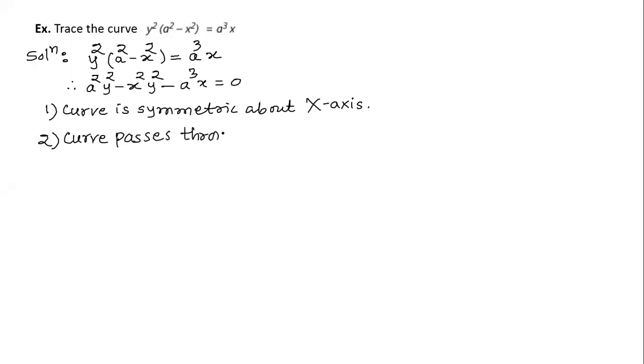In every term, there is either x or y. Property number 6: if the curve passes through the origin, then the tangents at the origin are given by equating to 0 the smallest degree terms in the equation. In the first term the degree is 2, in the second the degree is 4, in the third the degree is 1. So the smallest degree term is minus a cube x equal to 0, x equal to 0, that means the y-axis is tangent at the origin.